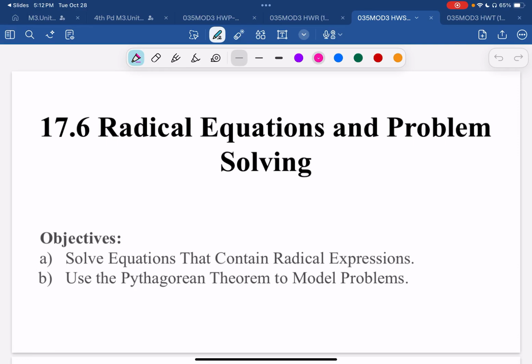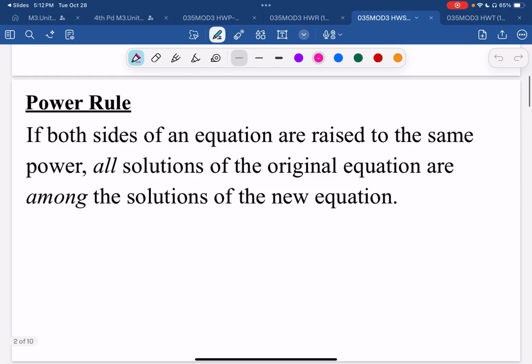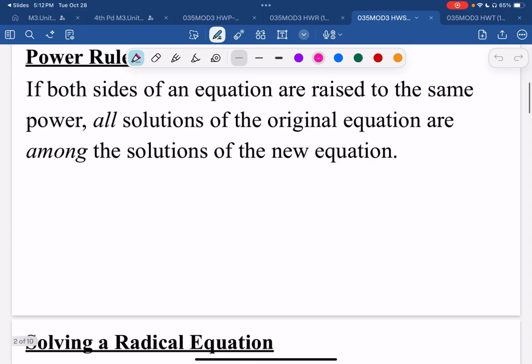Now we'll look at solving radical equations. So we're going to start by looking at the power rule. And so that tells us that if both sides of an equation are raised to the same power, then all solutions of the original equation are going to be among the solutions of the new equation. And so we're going to use that when we're solving our radical equations.